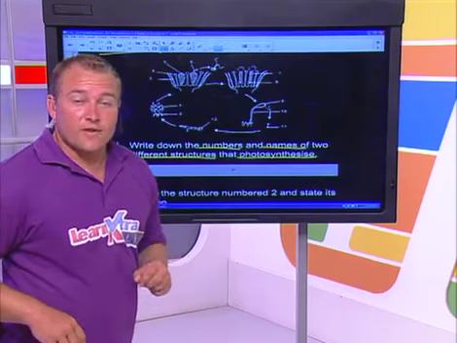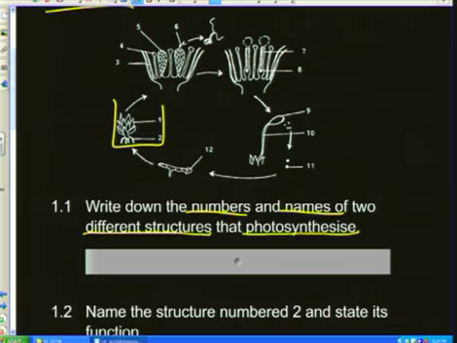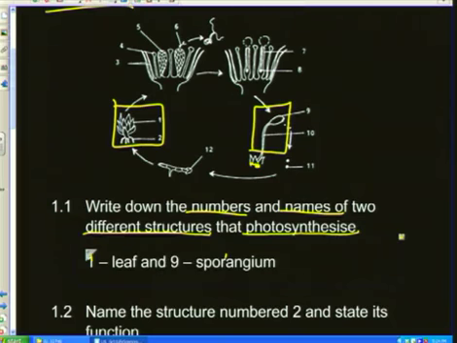There are two places that can photosynthesize there. First of all, this part. Can you see it? It's a plant. And second of all, can you see the part of the plants there? So I want to look at two things. First of all, 1 and 9. 1 is your leaf, and 9 is your sporangium. The sporangium is that part, and your leaf is 1 over there.